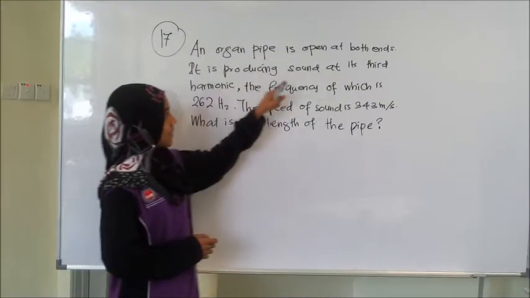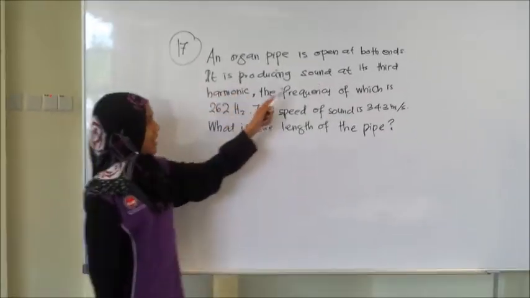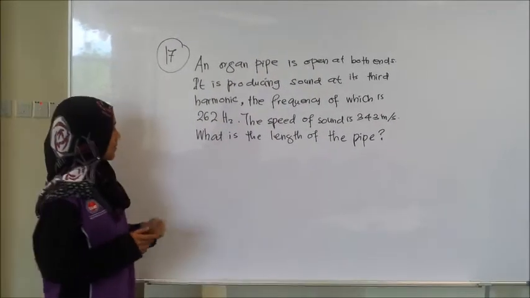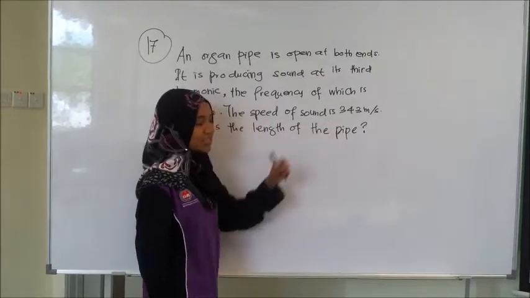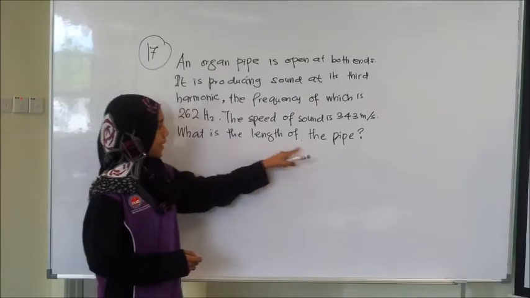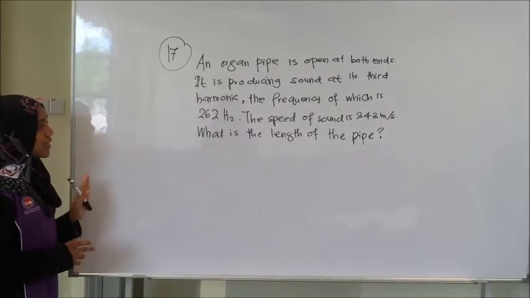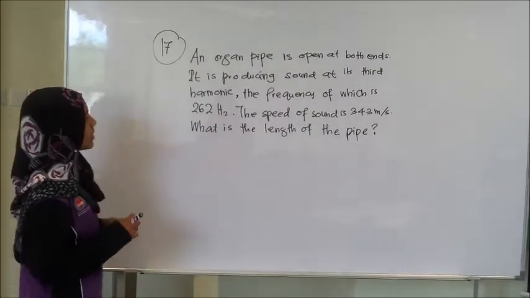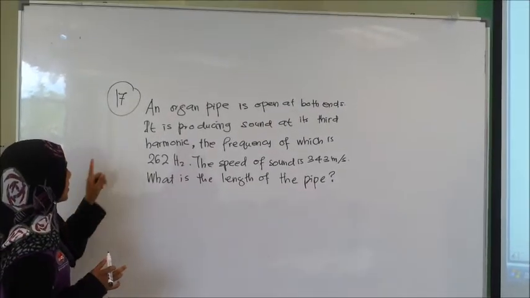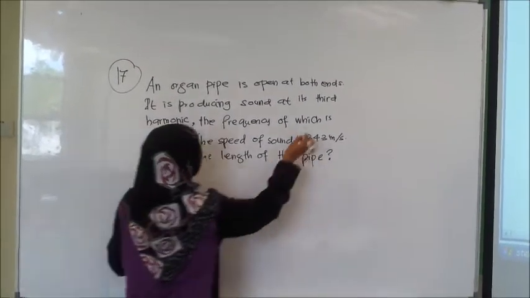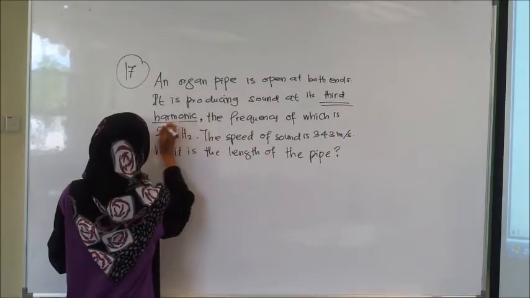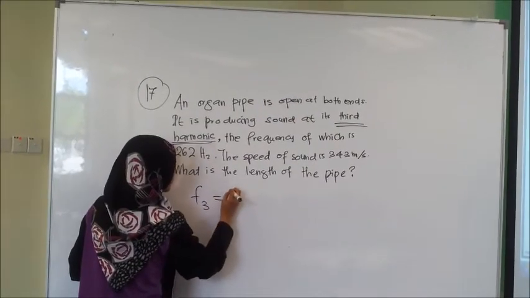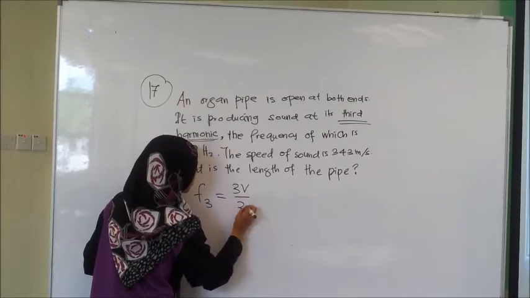An organ pipe is open at both ends. It is producing sound at its third harmonic, the frequency of which is 262 Hz. The speed of sound is 343 meter per second. What is the length of the pipe? The question asks us what is the length of the pipe. First we take out the information given in the question. The formula that we can use is the third harmonic formula, which is f3 equals 3V over 2L.